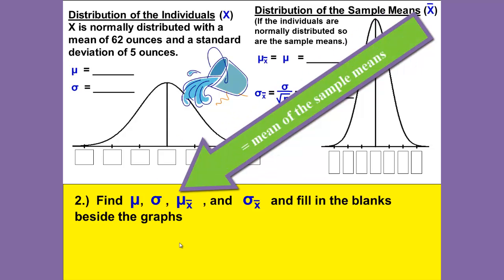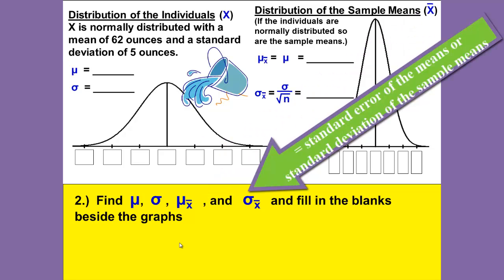Mu with the little sub x bar is the mean of the sample means. So if we created an infinite amount of those samples and took the mean or the average of all of the sample means, that would be mu x bar, or the mean of the sample means. Sigma x bar is the standard error of the means, or the standard deviation of the sample means.